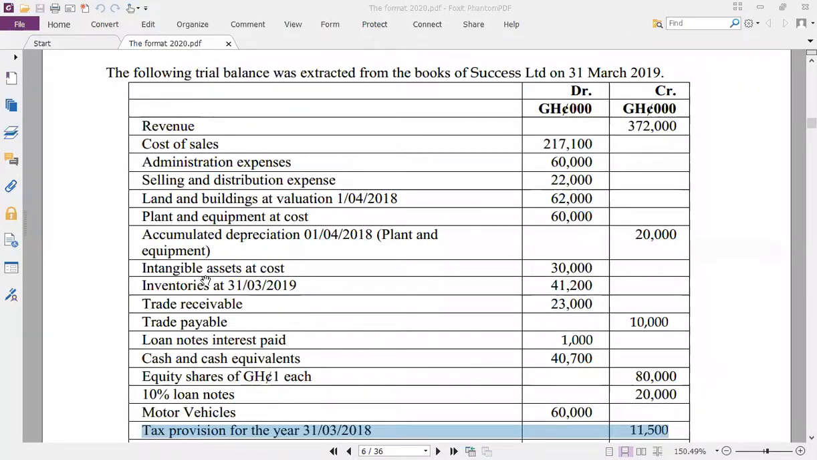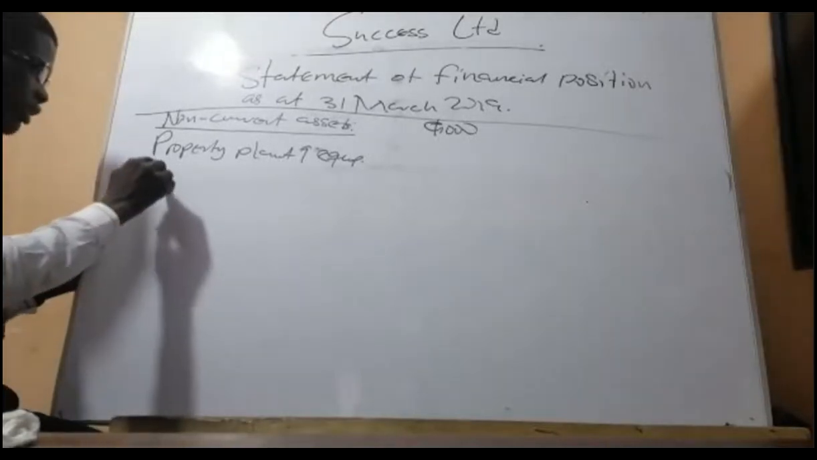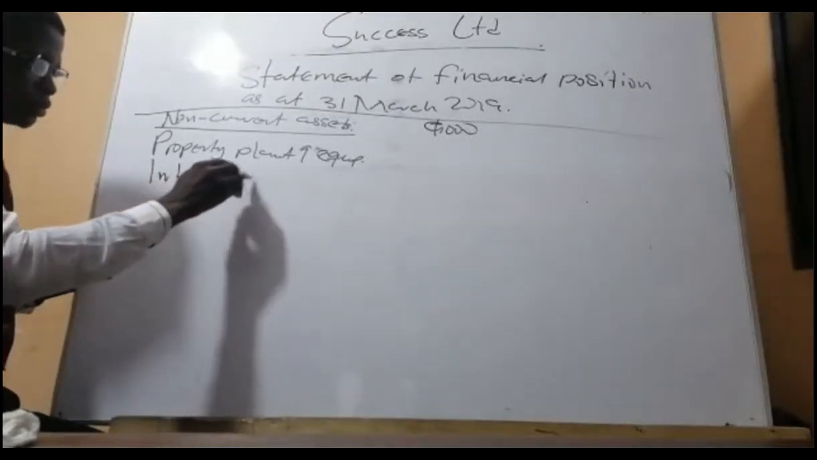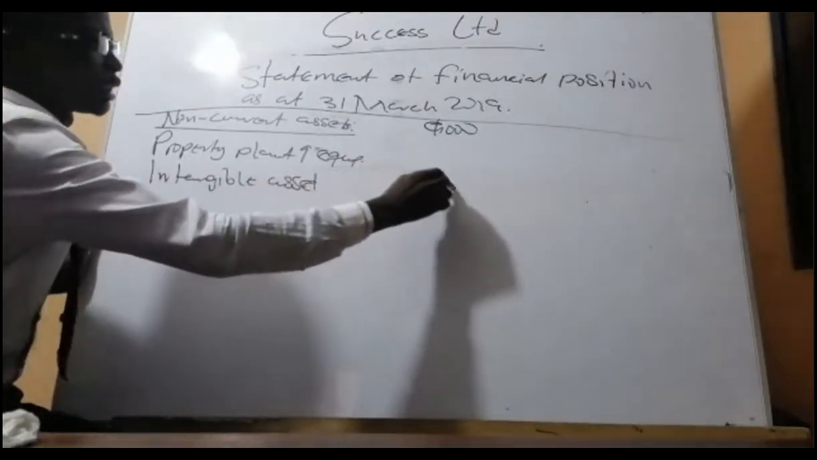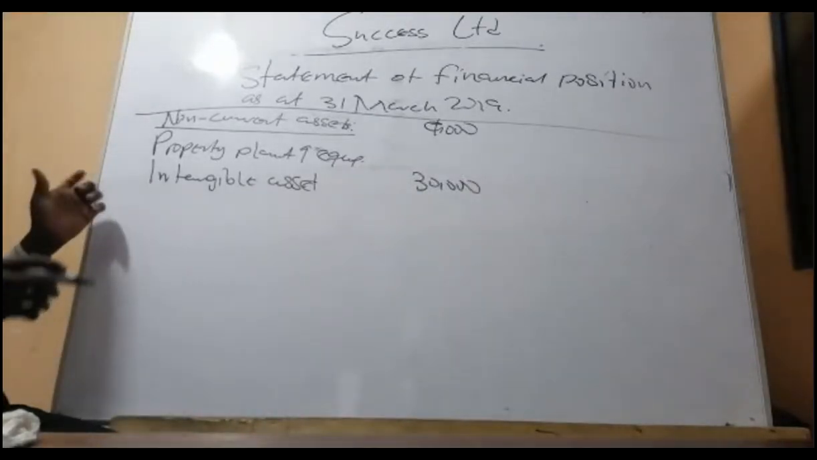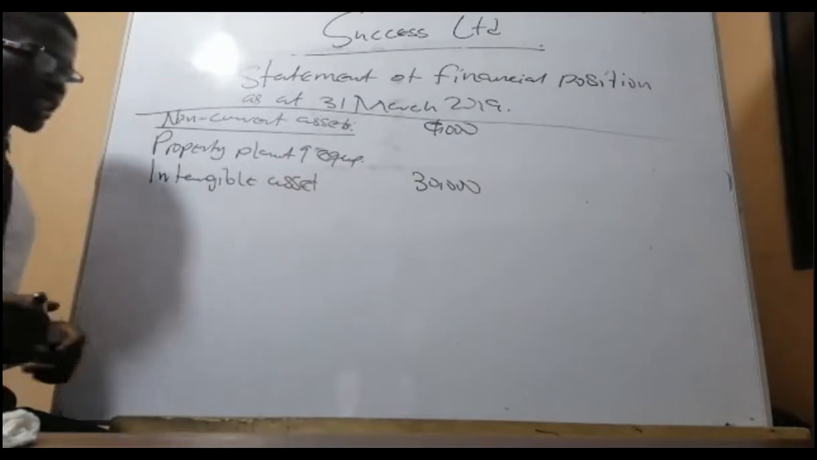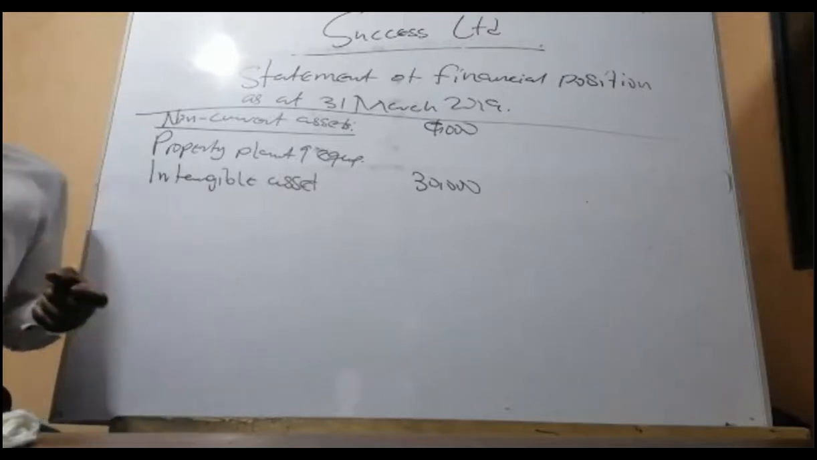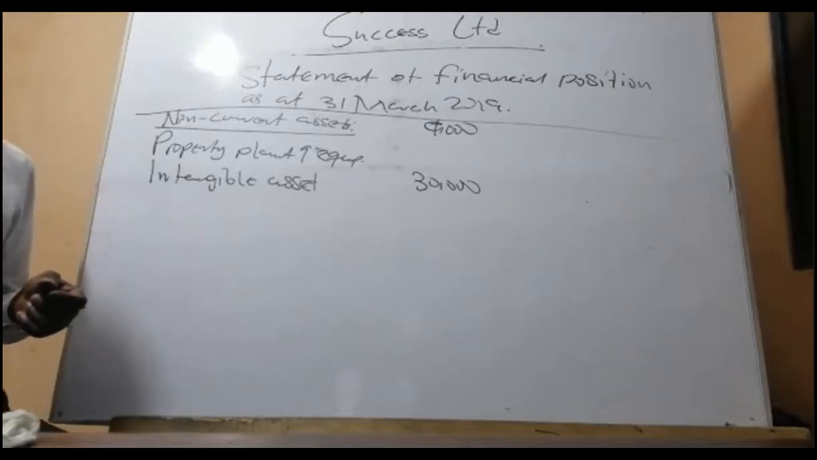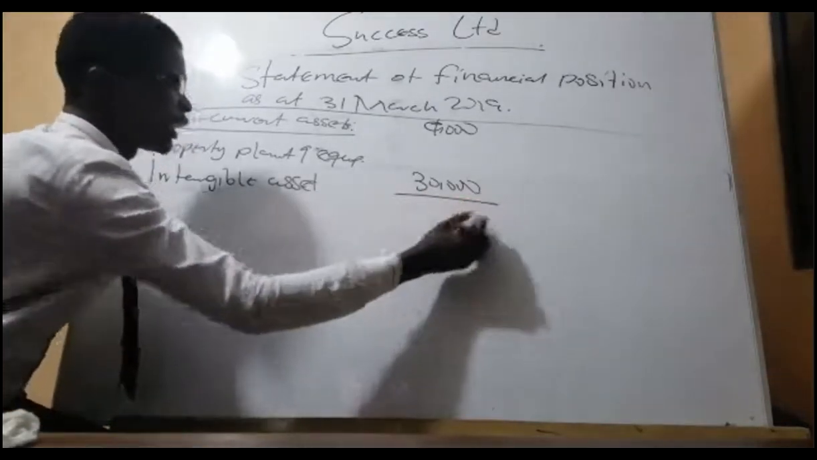Intangible asset is there, right? Good. Intangible asset 30,000, so it's free. So I write intangible assets. This is what? 20,000. For PPE, I'll leave it. When I get time, I'll come back to it. So we are done, right? That's all for the non-current assets. There's no investment property and no long-term investment. So that's the end. Then you quickly underline it.